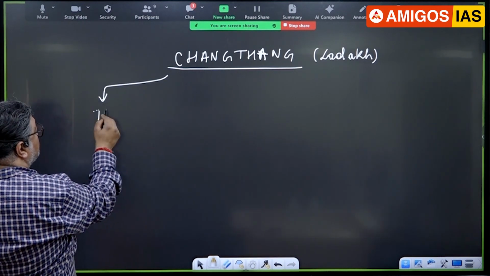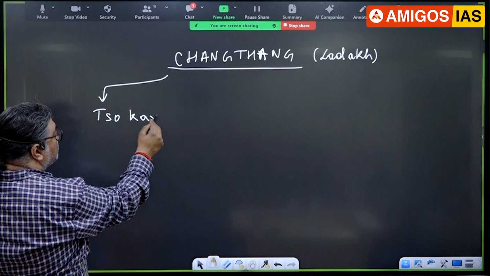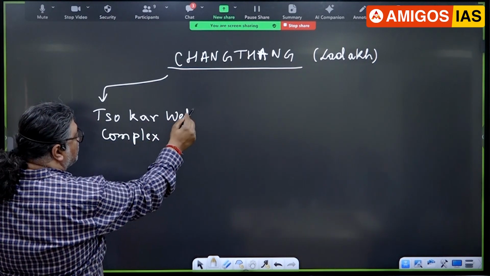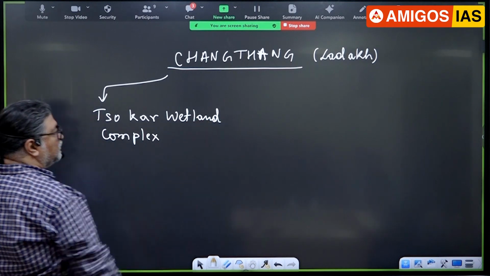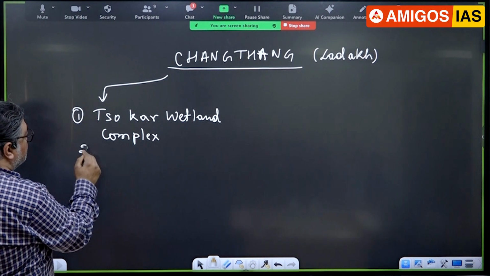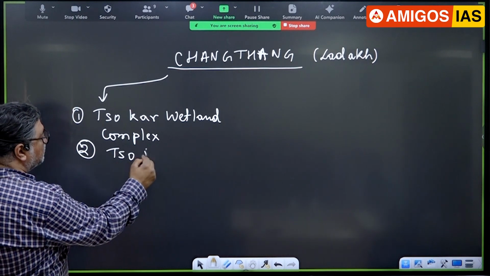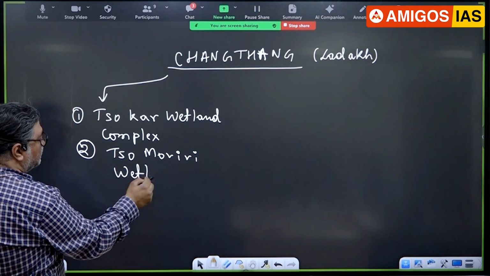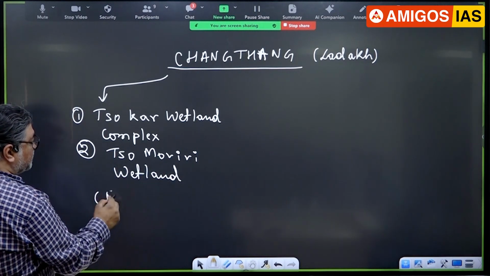One is there, this one you'll come across. Recently, a Ramsar site was declared in Ladakh called Sokar. It's a complex of wetlands. That is Changthang. Second, you will come across this one. And both are Ramsar sites.